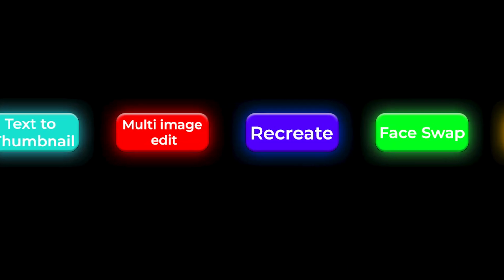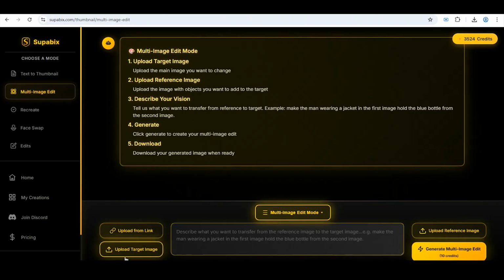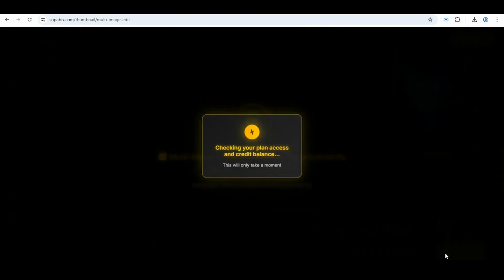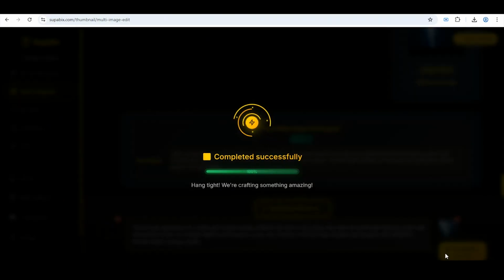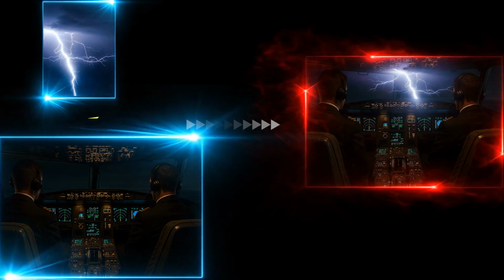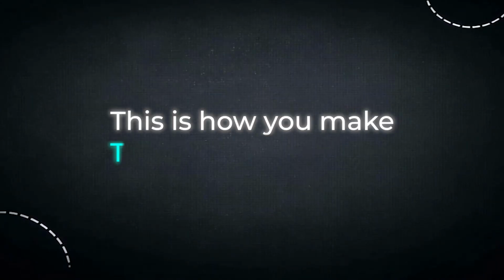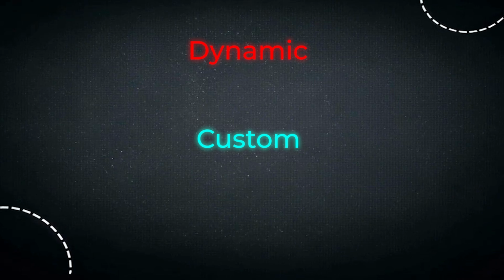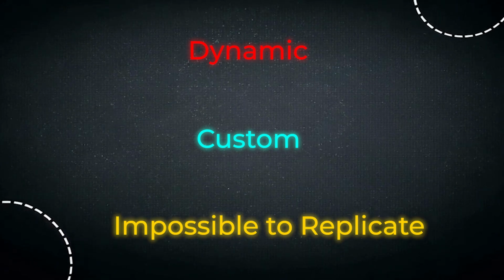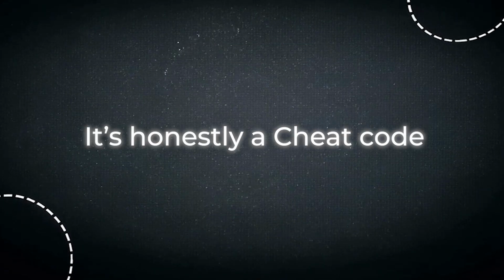Finally, we go to the multi-image edit feature. Upload your target image, then upload the reference image, describe how you want them merged, and the tool blends them seamlessly and perfectly. This is how you make thumbnails that feel dynamic, custom, and impossible for other creators to replicate. It's honestly a cheat code.